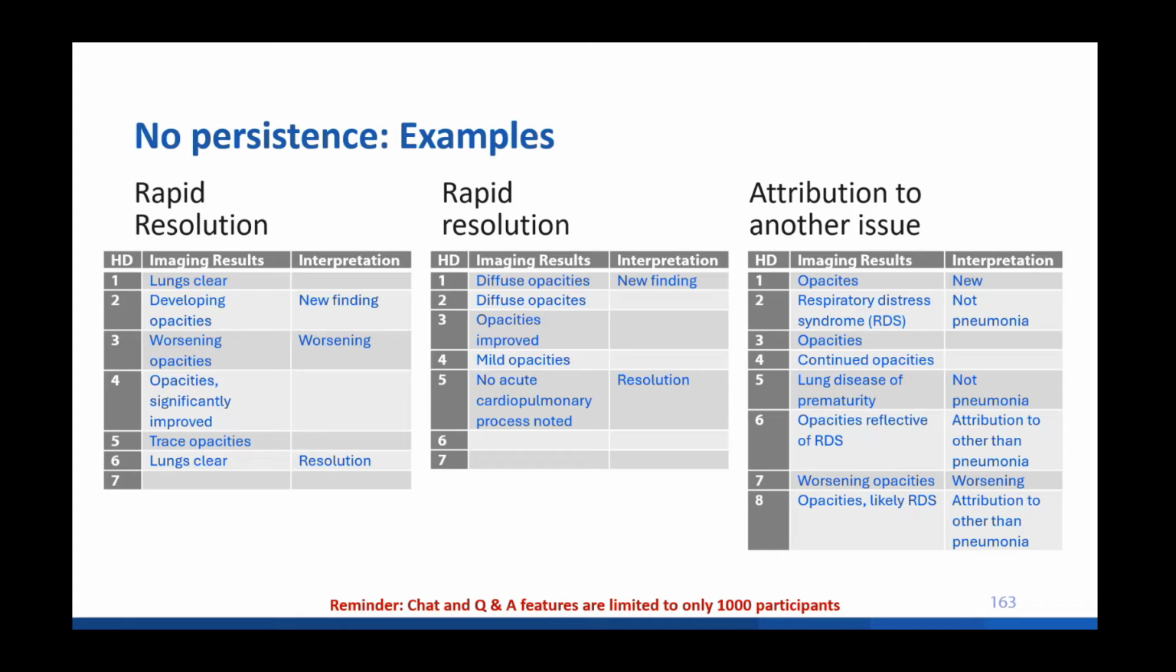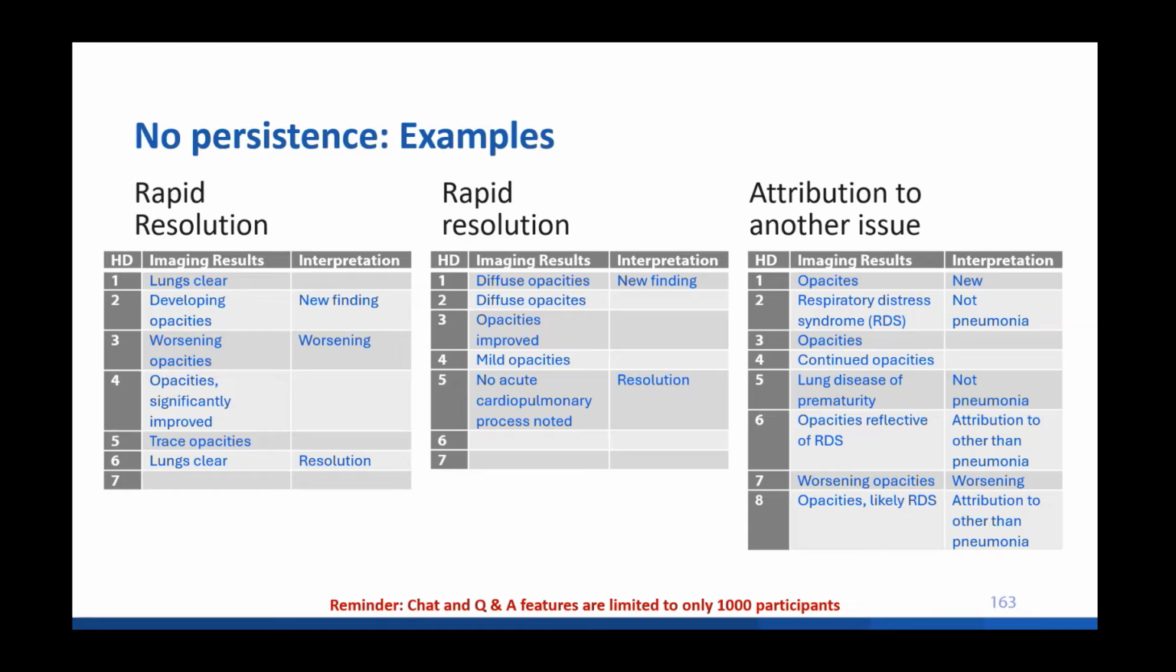Now let's look at some examples where imaging test evidence of pneumonia is not persistent. In the first example, the day 2 imaging demonstrates new opacities that are worsening on day 3. And remember, if non-specific findings such as opacities are not attributed to something other than pneumonia, for the purposes of the pneumonia imaging requirement, they can be considered as potentially positive findings for pneumonia. So in this example, the imaging requirement for new or worsening findings is met.